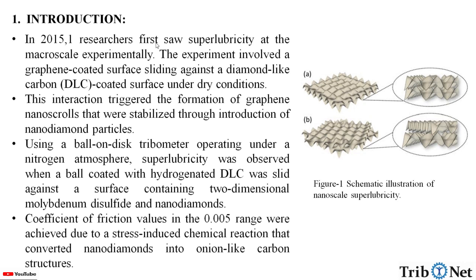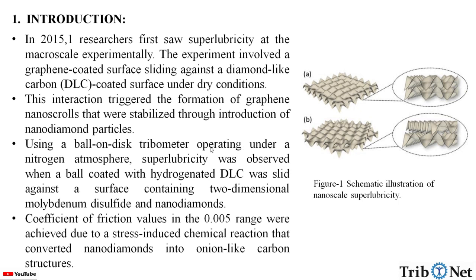In 2015, researchers first saw superlubricity at the macro scale experimentally. The experiment involved a graphene-coated surface sliding against diamond-like carbon-coated surfaces under dry conditions. This interaction triggered the formation of graphene nanoscrolls that were stabilized through the introduction of nanodiamond particles.